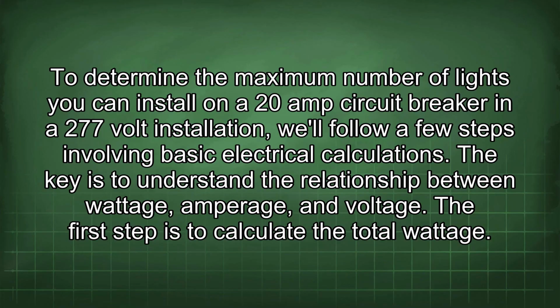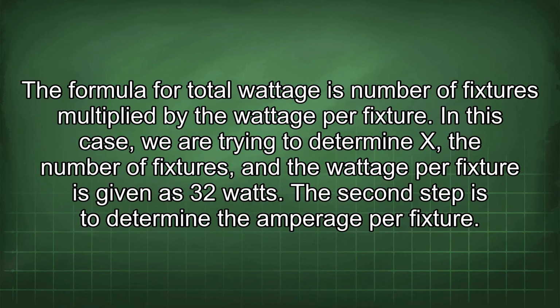To determine the maximum number of lights you can install on a 20 amp circuit breaker in a 277 volt installation, we'll follow a few steps involving basic electrical calculations. The key is to understand the relationship between wattage, amperage, and voltage. The first step is to calculate the total wattage. The formula for total wattage is number of fixtures multiplied by the wattage per fixture.